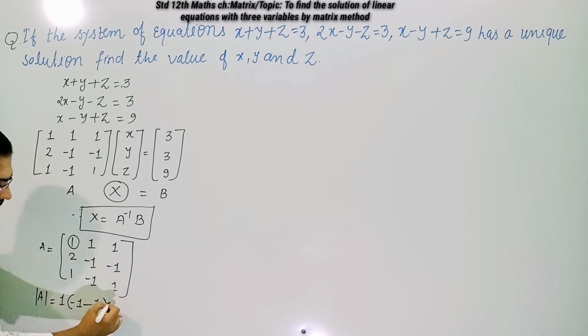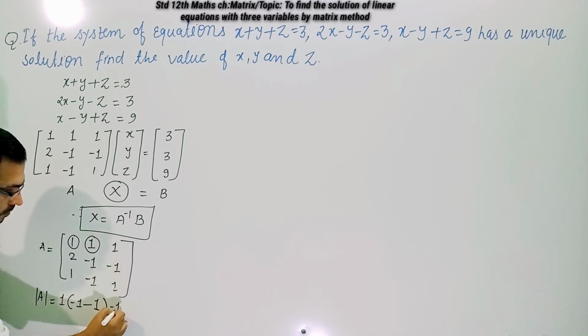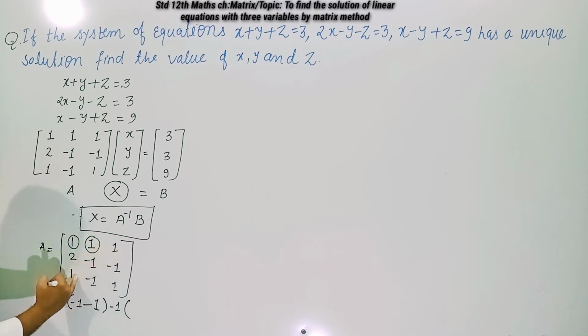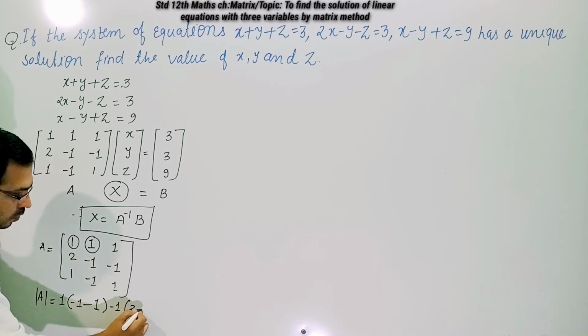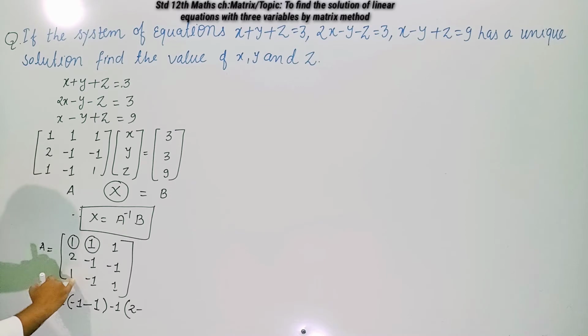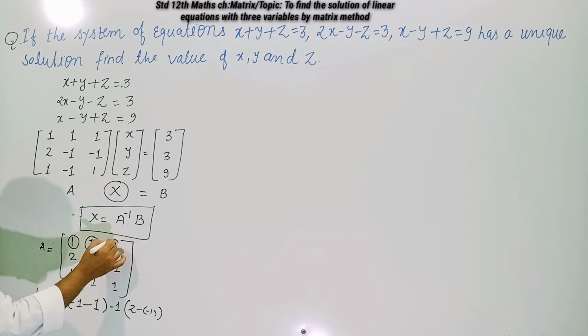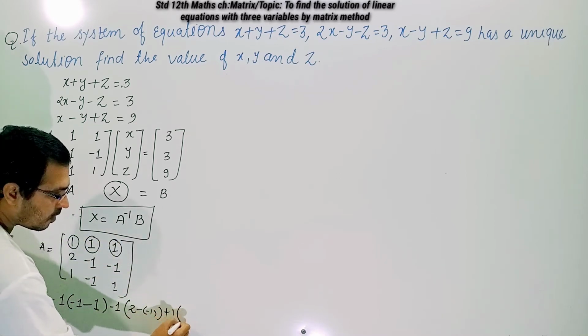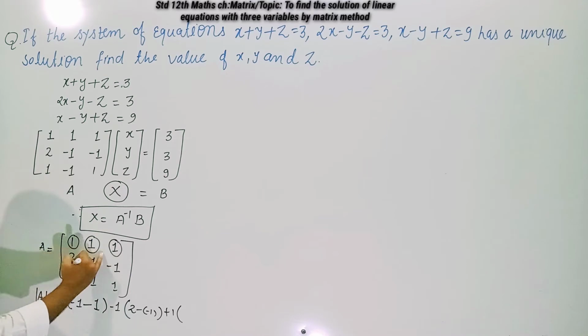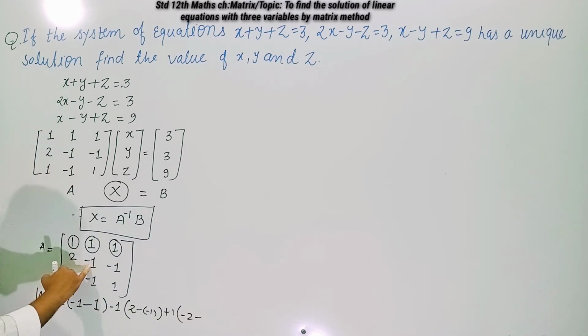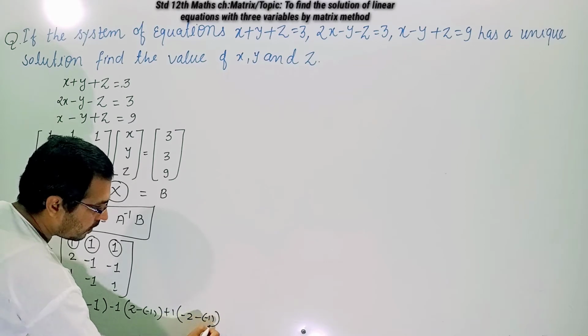Okay, with minus 1, expanding with minus 1. Do not write this element and this element. So 2, 1 and minus 1 and 1. So 1 into 2, which is 2, minus 1 into minus 1, so minus 1. Now expanding with 1, do not write this element and this element. So 1 minus 1 into 2, minus 2. This is the sign of the formula. 1 into minus 1, so minus 1 will be there.